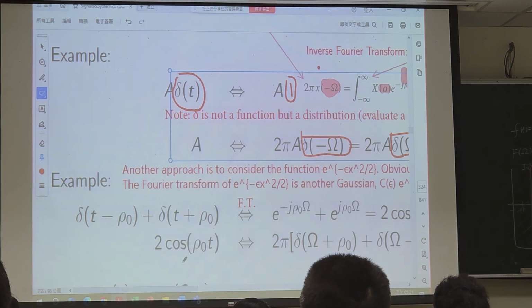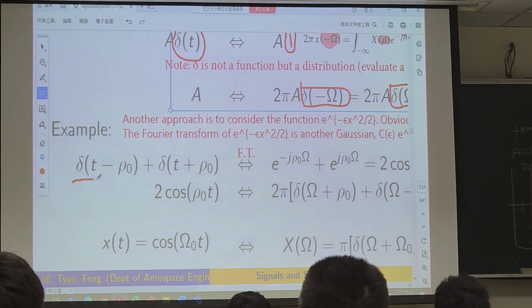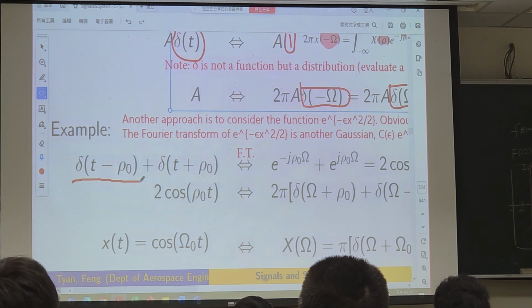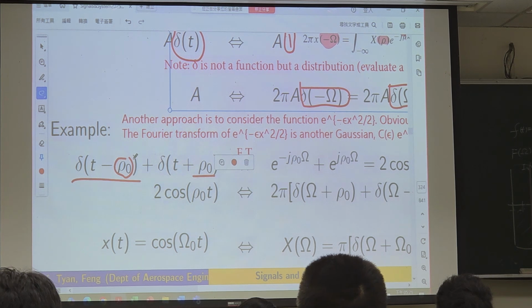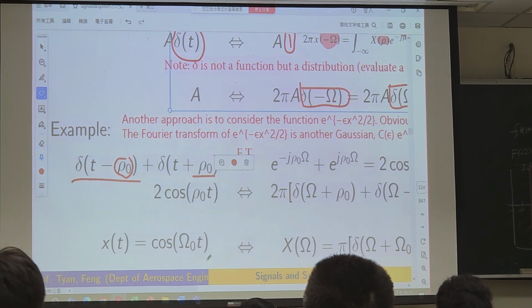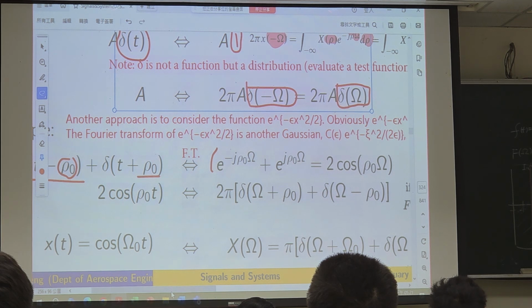Okay, there is another quick example here. If we take the Fourier transform of the delta function delta of t minus rho sub 0, where rho sub 0 is a shift in the time domain, plus delta of t plus rho sub 0. So one is a delay, the other an advance. Then the associated Fourier transform is equal to 1 times the time delay in the frequency domain.